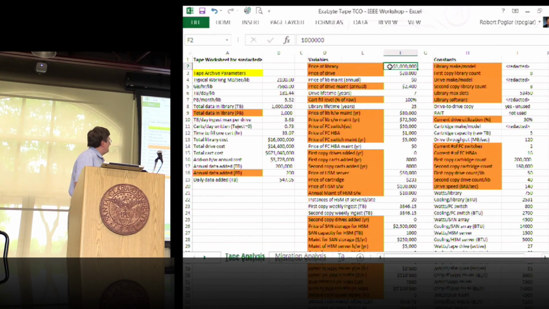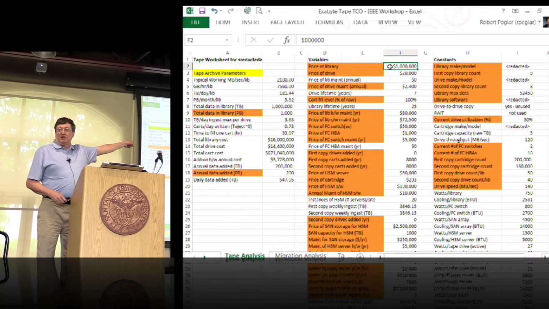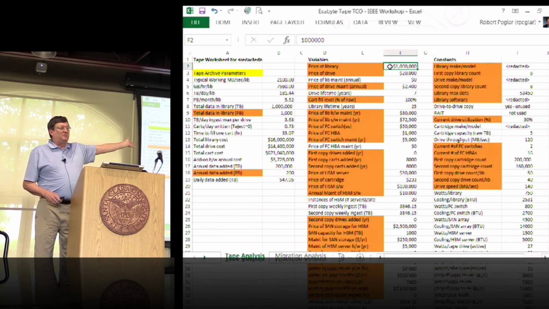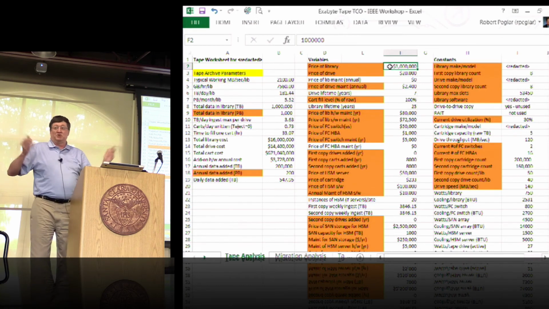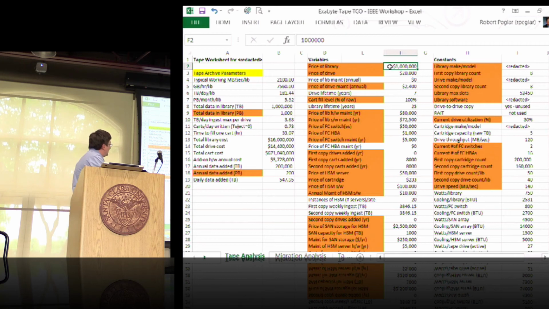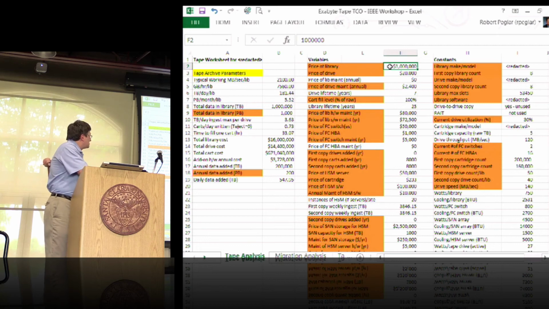And this is top of the line tape libraries, world's best monsters. And you can plug in a number. The customer estimated $1 million. Okay, fine, $1 million. I don't care. And then all the other numbers are kind of corresponding. 8% for library hardware maintenance, 7.5% for library software, 8,000 new cartridges a year, a certain cadre of tape drives, 50 in the first library, 40 in the second. The power is the same.